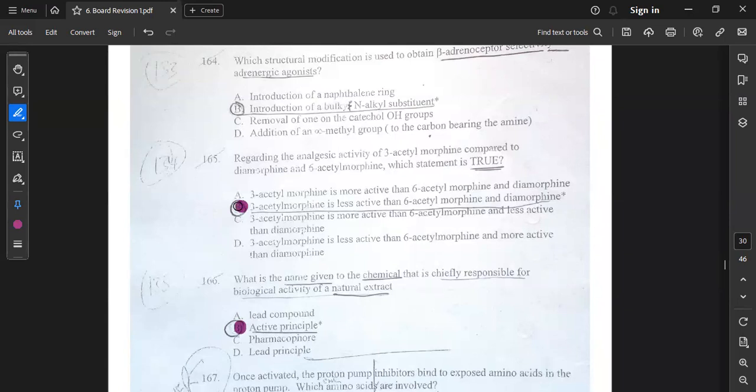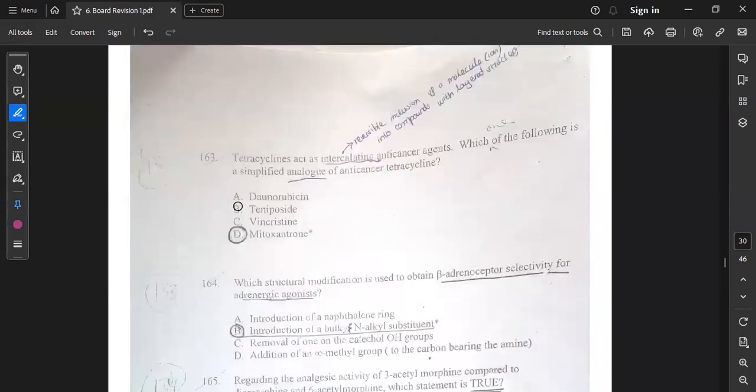Which structural modification is used to obtain beta adrenoceptor selectivity for adrenergic agonists? So in a naphthalene ring, introduction of a bulky N-alkyl substituent, removal of one of the critical hydroxyl groups, addition of an alpha methyl group to the carbon bearing the amine. So what is the effect of a naphthalene ring?